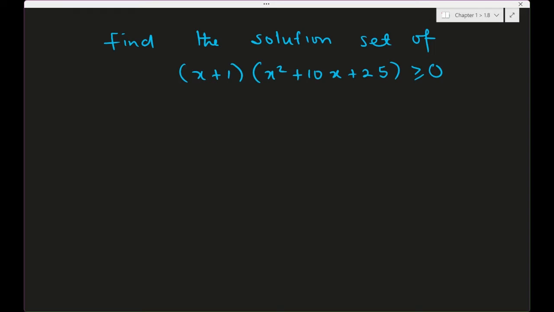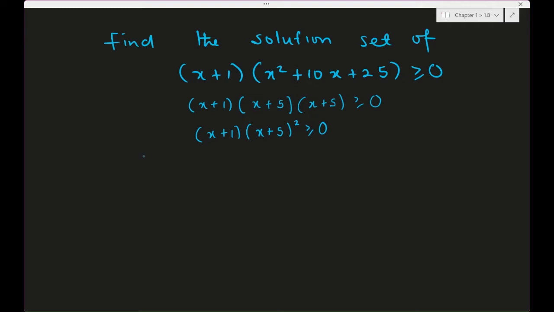plus 25. So what we need to do is we can completely factorize this as x plus 1. And here, this is nothing but x plus 5, right? Because for the factors, you need two numbers that multiply to give you 25 and add to give you 10. So it will be 5 and 5. So this is just x plus 5 and x plus 5 greater than or equal to 0, which we can simply write as x plus 1, x plus 5, all to the power 2, greater than or equal to 0.